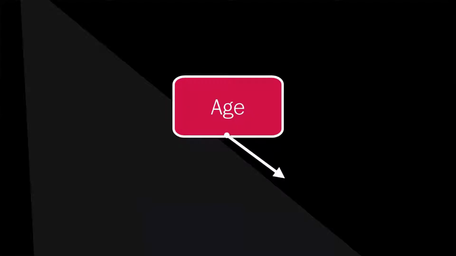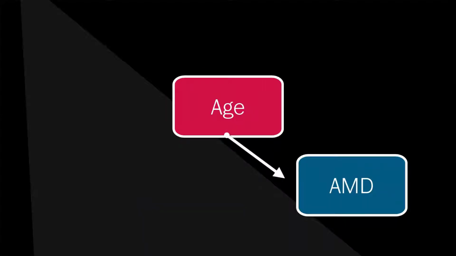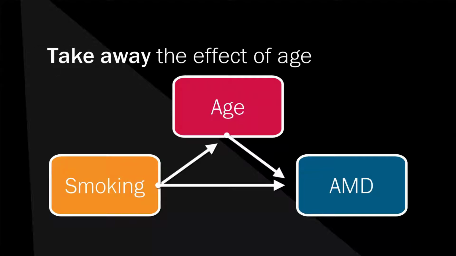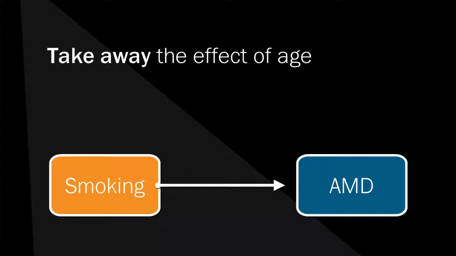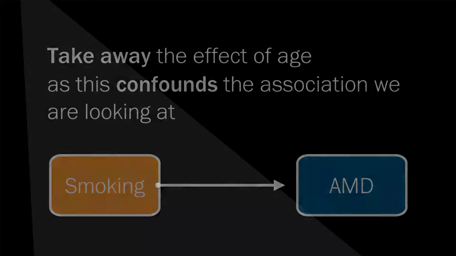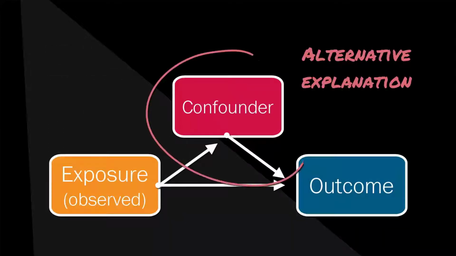Let's look at an example. We know that age is a risk factor for age-related macular degeneration, or AMD for short. We also know that smoking is a risk factor for AMD. To look at the risk of AMD associated with the exposure smoking, we need to take away the effect of age, as this confounds the association we are looking at. Confounding is concerned with alternative explanations for the association seen between the exposure and outcome.